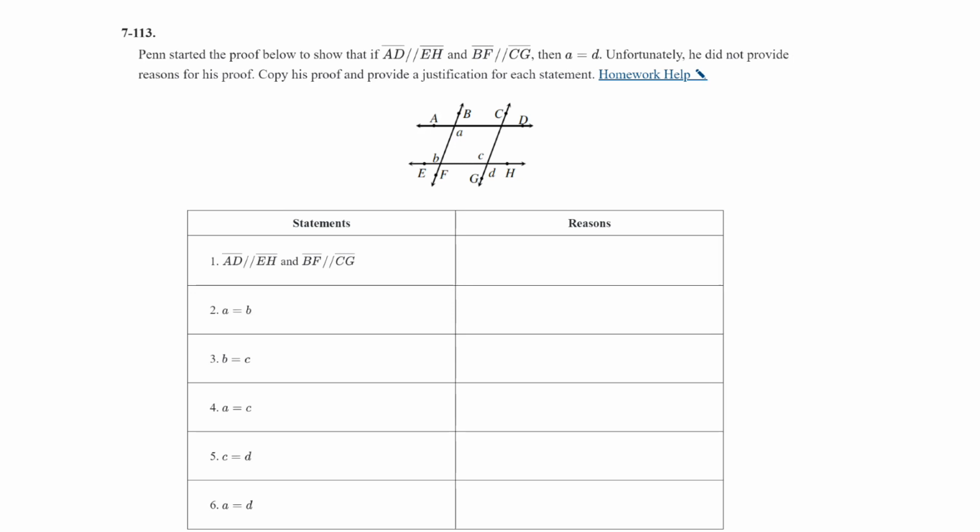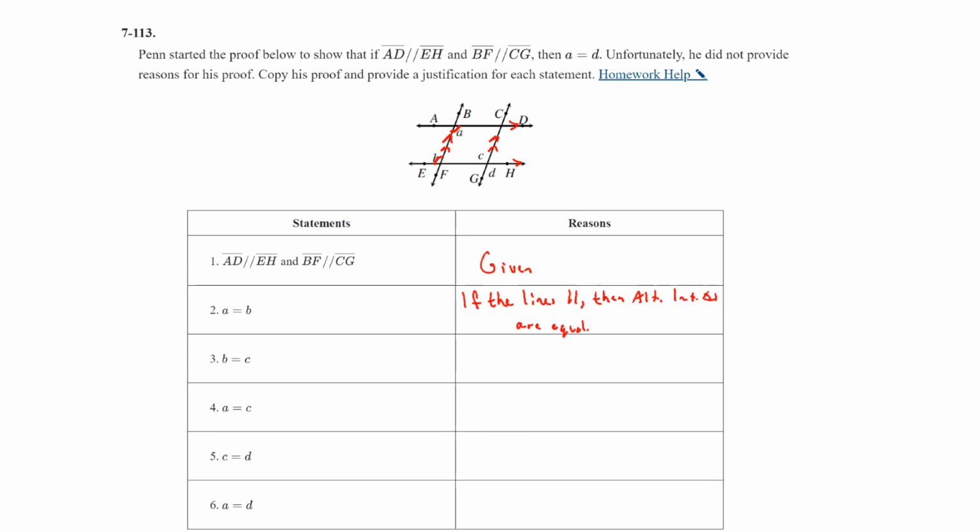The first one is the given. That was given to us, that the lines were parallel. So AD and the line EH are parallel, and then BF and line CG are parallel. So that was given. A is equal to B. So if we look at this, angle A is equal to angle B, and you can see that those are alternate interior angles. So we can say if the lines are parallel, then alternate interior angles are equal.